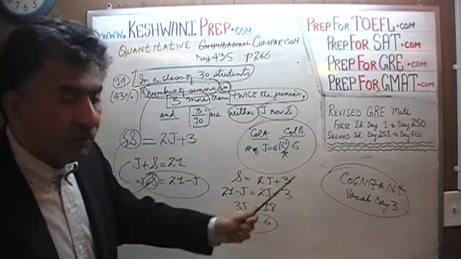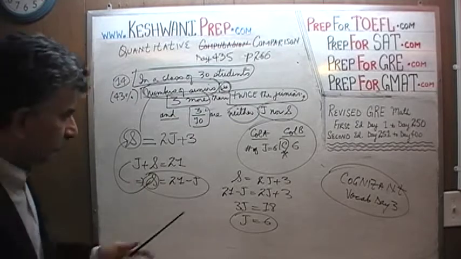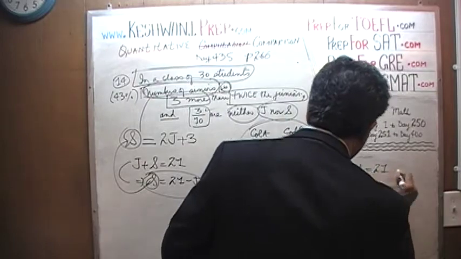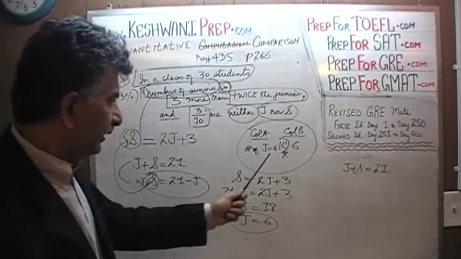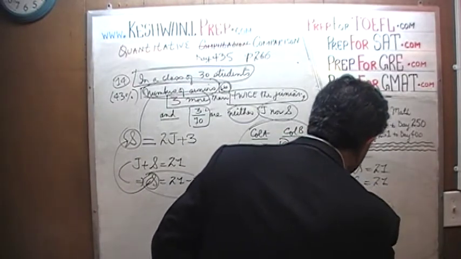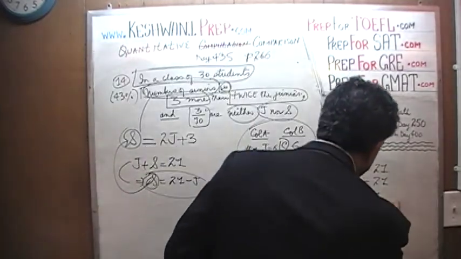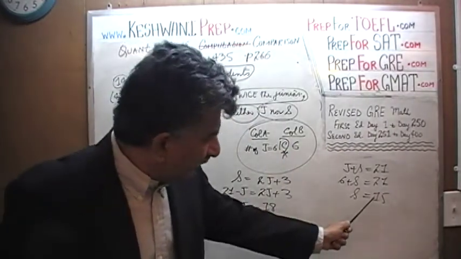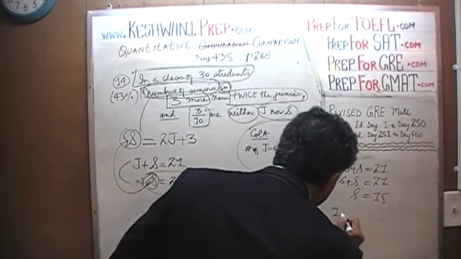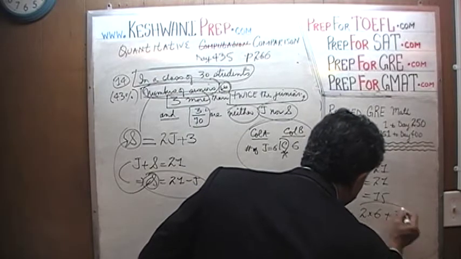We just pretend that the number of juniors is 6. We know that juniors plus seniors have to add up to 21. So if we pretend that the number of juniors is 6, then 6 plus seniors would have to be 21. That tells us the number of seniors would have to be 21 minus 6, that'll be 15. And the question is, is 15 three more than 2 times the juniors? The answer is yes. 15 is 2 times the number of juniors plus the 3.